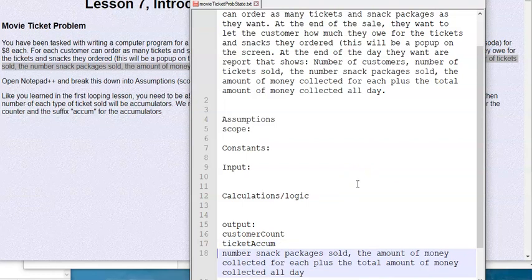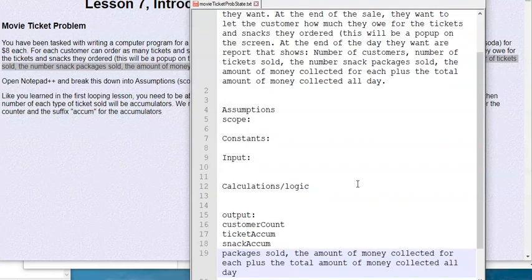All right, so the same thing with the number of snacks. Instead of it being num snacks, that has to be accumulated, because they're going to say, I want 3 snack packages, I want 2 snack packages, I want 1 snack package, and that's going to be 6. So we're going to call this snack accum, because it's going to be an accumulator. You're going to actually like counters and accumulators because it's the easiest math. Oh, that's snack packages sold.